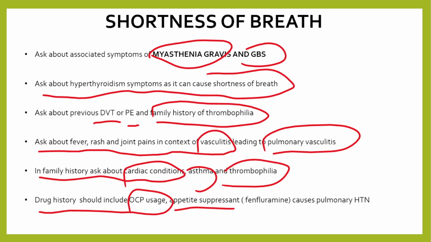This is all about shortness of breath history taking. Initially we will start with the onset, duration, progression, and relieving and aggravating factors, followed by the different systems which can lead to shortness of breath, starting from cardiac, respiratory, renal, neurological conditions, and vasculitis, hyperthyroidism, pulmonary embolism. So our questions should revolve around those conditions.